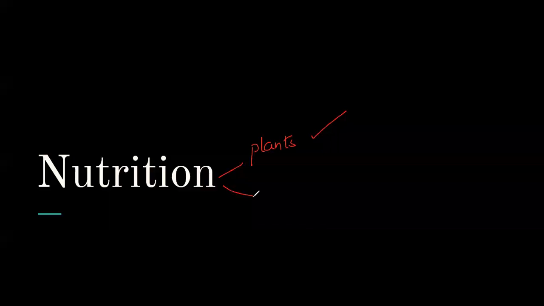Yes, so last class we had started this chapter and we did some basic introduction. Then we started nutrition. We did nutrition in plants. We finished what happens in plants, what is photosynthesis, the equations, the steps of photosynthesis, everything related to photosynthesis was completed. Next thing we have to start is what happens in other organisms.